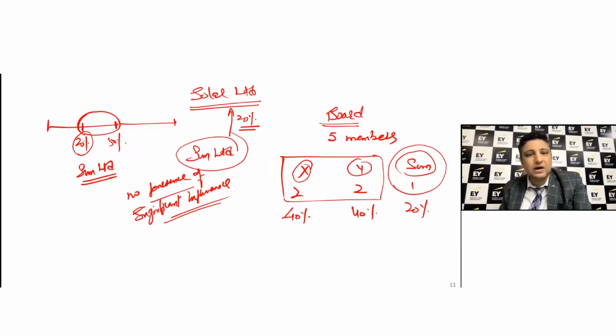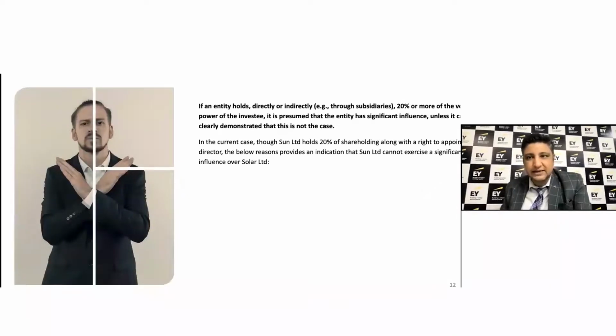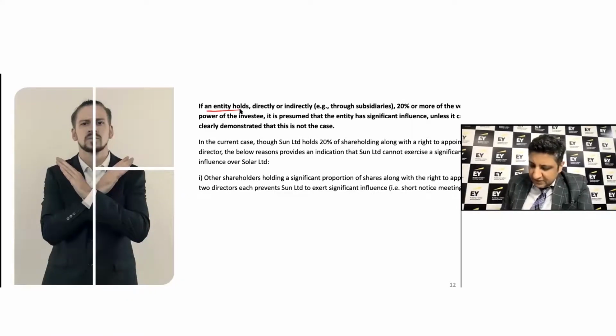So we may want to conclude that the shareholding or the voting power does not really create a difference here. And that's what we were saying, that it is only presumed that with 20% or more, you have significant influence, but you look at more facts, or you look at the facts of the case. So in a way, in principle, if an entity holds 20% or more of the voting power of the investee, it is presumed that the entity has significant influence, unless it can be demonstrated clearly that this is not the case, right?